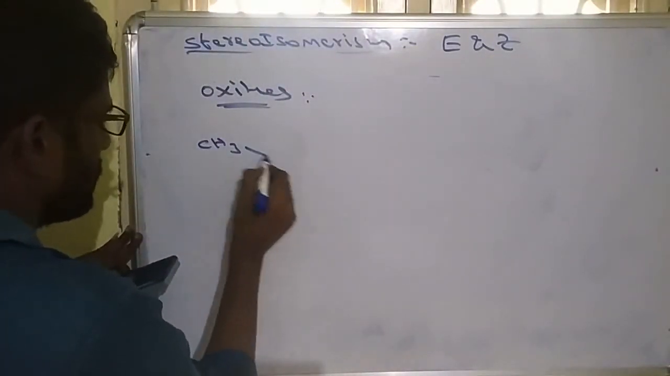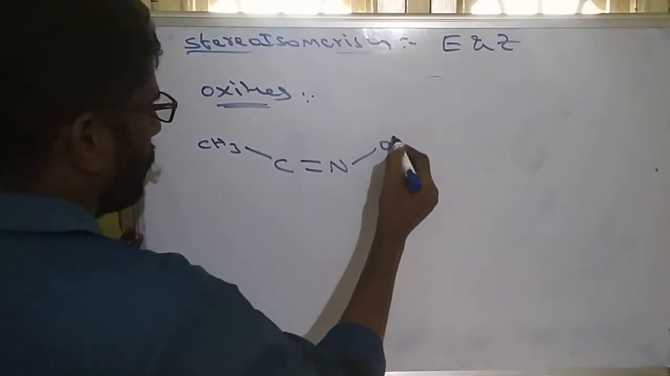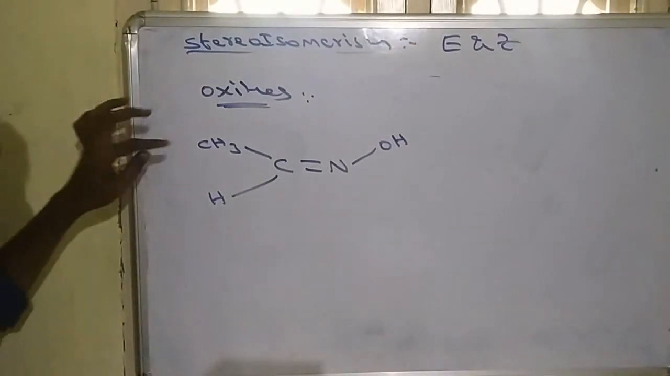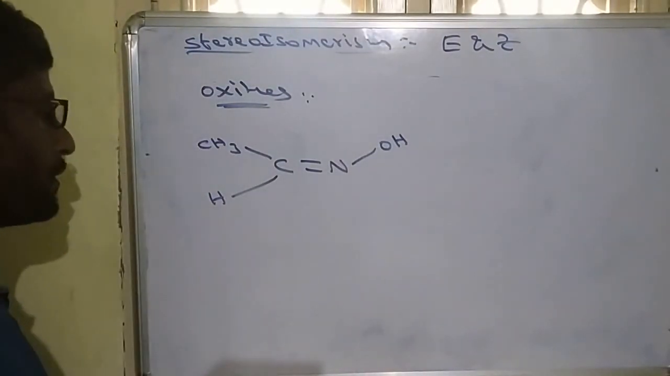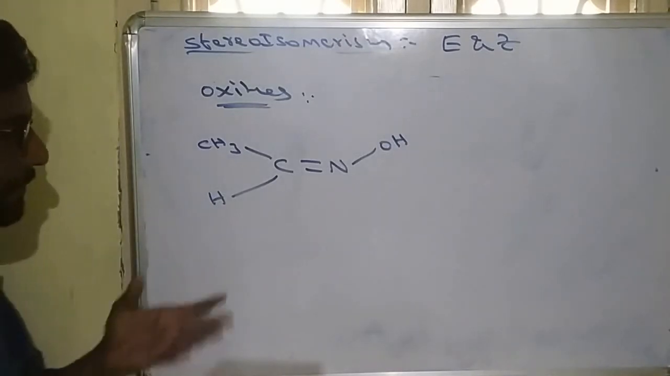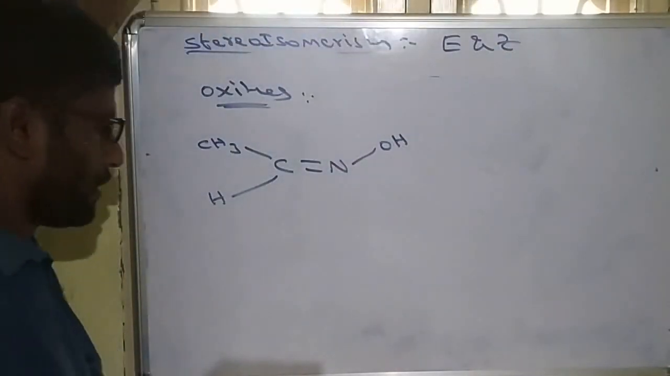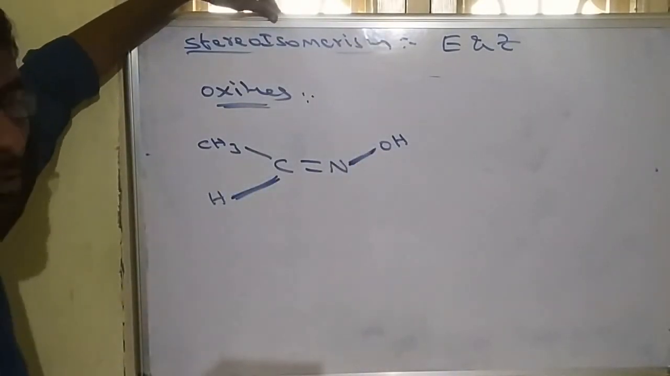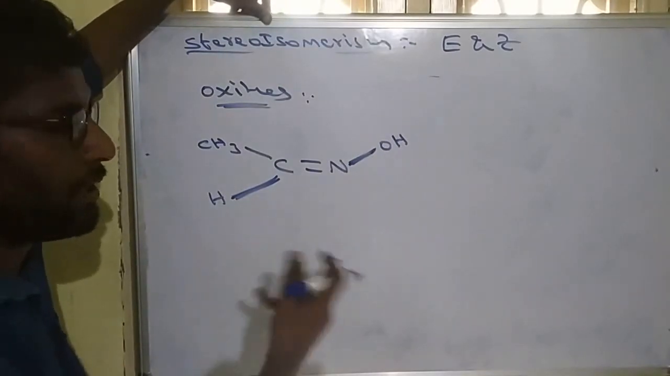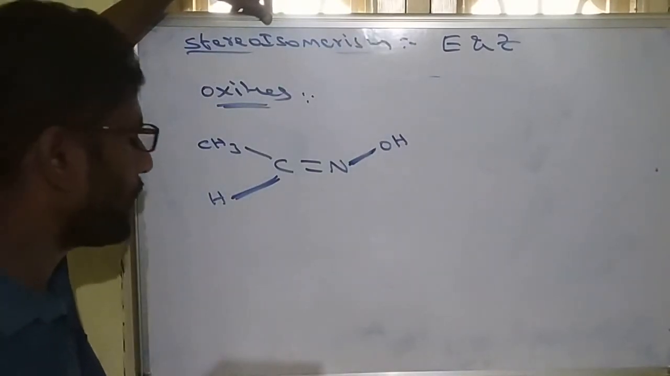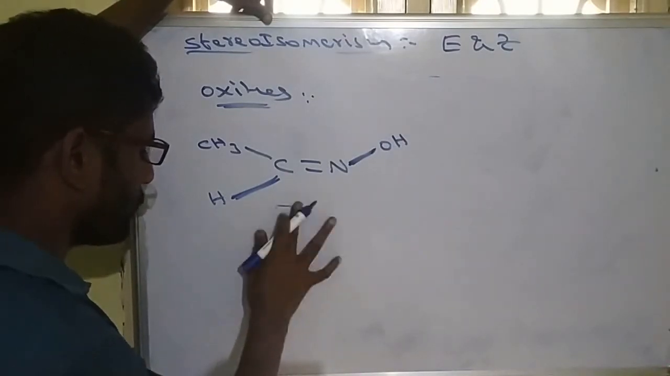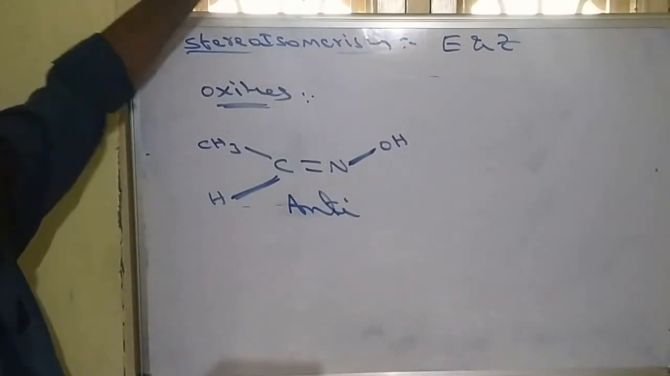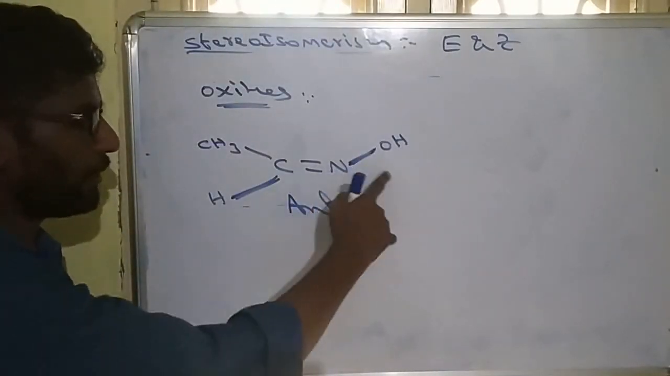I am writing CH3, C double bond NOH, H. So this is an aldoxime, with alkyl and hydrogen. Now see this. How do we identify whether it is a syn isomer or an anti isomer? If the hydrogen and OH are present on the same side, that is called the syn isomer. Present on opposite sides, that is called the anti isomer. So here both are on opposite sides, so this will be the anti aldoxime.